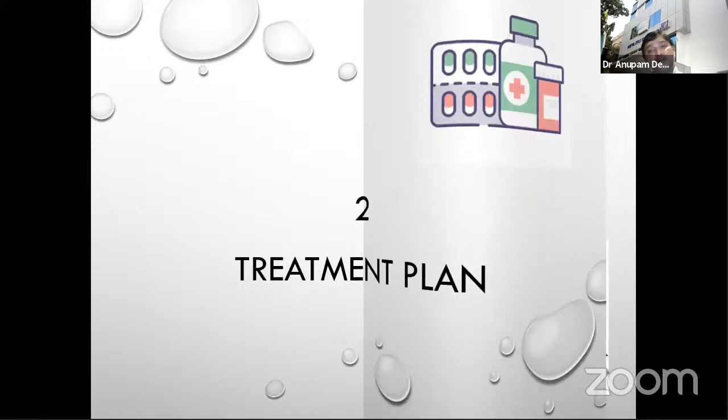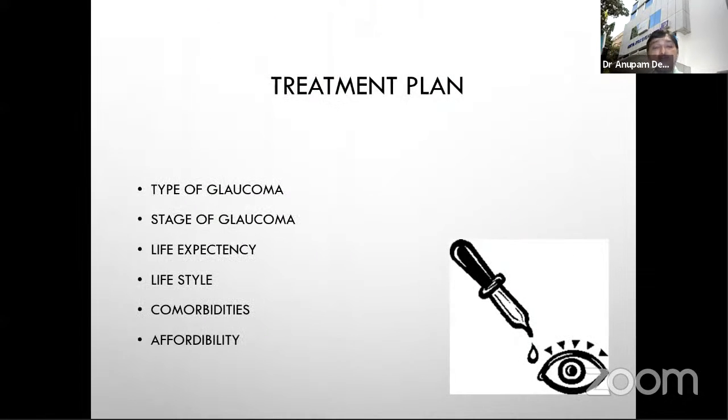Second point would be coming to the treatment plan. So you should have a proper treatment plan in mind, and this will depend upon the type of glaucoma, the stage of glaucoma, whether it is mild, moderate, or severe, and the life expectancy of the patient. If the patient is younger, your target pressures probably would be lower and you would treat them more aggressively because you want to preserve the vision for a longer period of time.